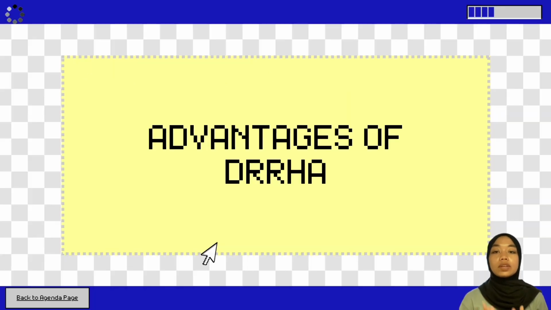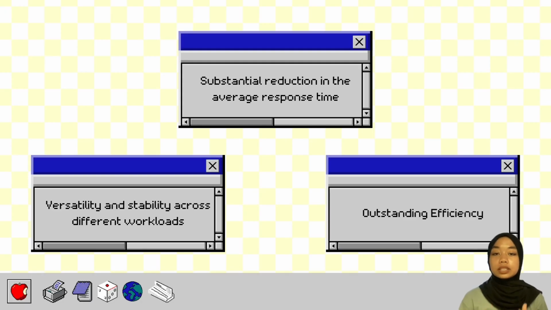Next, advantages of DRRHA. Firstly, substantial reduction in the average response time. This reduction is indicative of the algorithm's ability to swiftly respond to scheduled tasks, contributing to enhanced system efficiency. Next is versatility and stability across different workloads. Regardless of the nature or complexity of the task at hand, DRRHA consistently maintains its efficiency. This is crucial in dynamic computing environments, where workloads may vary, showcasing the algorithm's robustness and reliability.